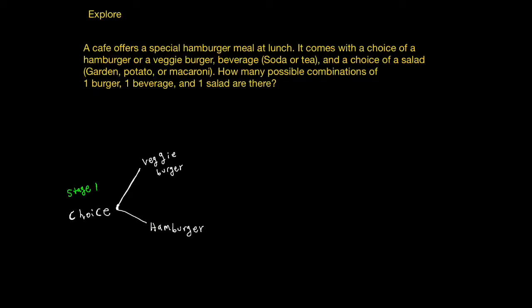Now these two items are part of my second stage, or I'm just going to label this as stage 2. And now each item on stage 2 also has two choices. And that's due to the beverages, because for beverages we can either have a soda or we can have a tea. So here my veggie burger has two choices, soda or tea, and my hamburger has two choices, soda or tea.